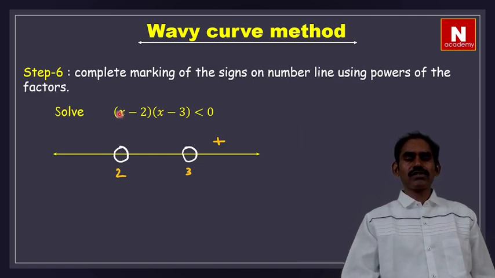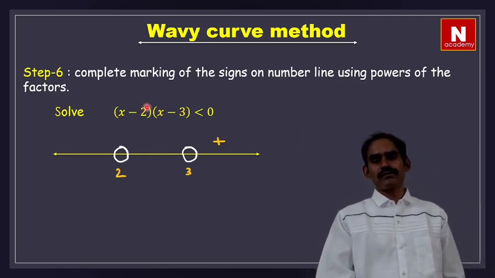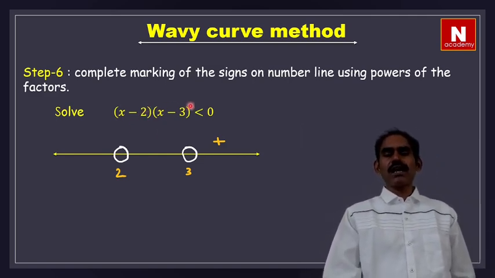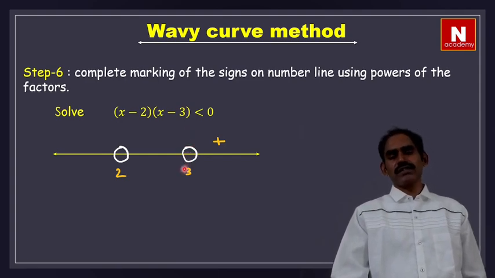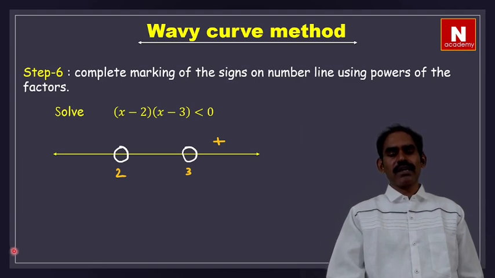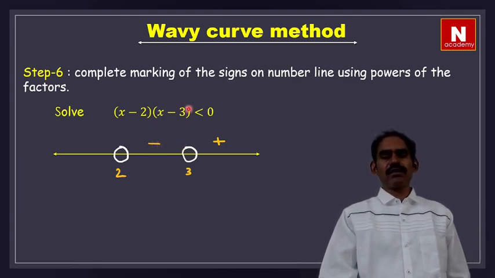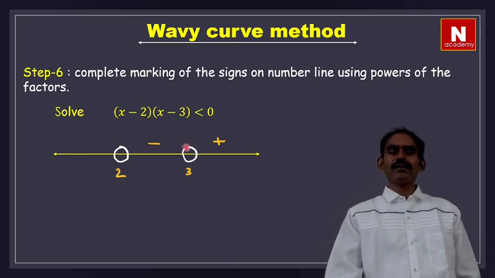Here also, the power of x minus 2 is 1, which is odd. When the powers are odd, signs will change. Here at 3, the sign will change. Next the sign will be minus. Why? Because the power of x minus 3 is odd, so plus becomes minus.